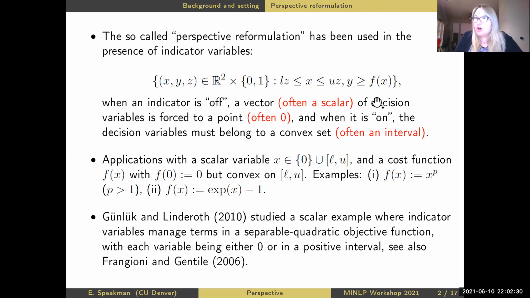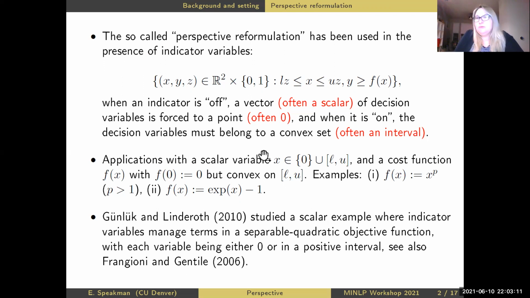Then usually this is useful because we have some function of x. Usually we think about this as a cost function, and we are trying to model this in an objective function. So by introducing this y greater than or equal to f of x, we can model this using the minimization of an objective function. So here, we've just looked at a scalar z. We can also do this when we have a vector of indicator variables, and we're trying to force our decision variables to some point when it's off, and when it's on, we want to force our decision variables to be in some convex set. So we're going to stick to the scalar case, and there are many applications.